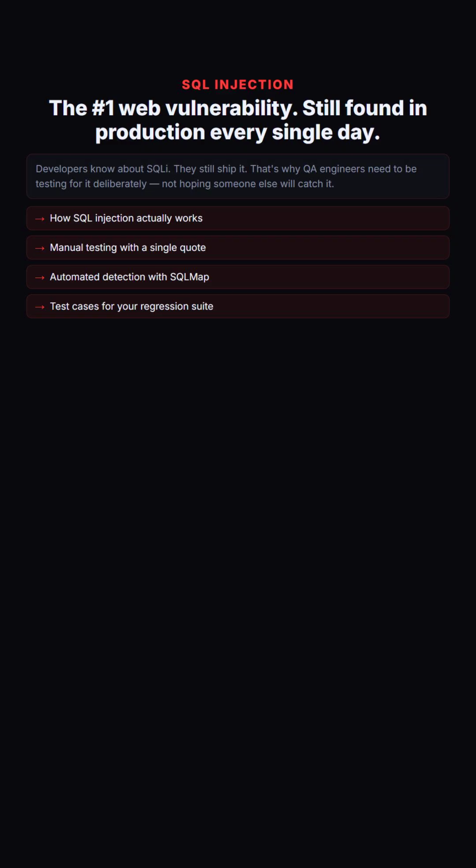The consequences range from reading data the attacker should not see, to deleting entire tables, to bypassing authentication completely. In this episode we are going to cover how SQL injection works mechanically, how to test for it manually using Burp Suite, how to use SQLMap for automated detection, and how to write test cases that can be run as part of your regular regression suite. By the end you will know exactly what to look for, how to find it, and how to document it.